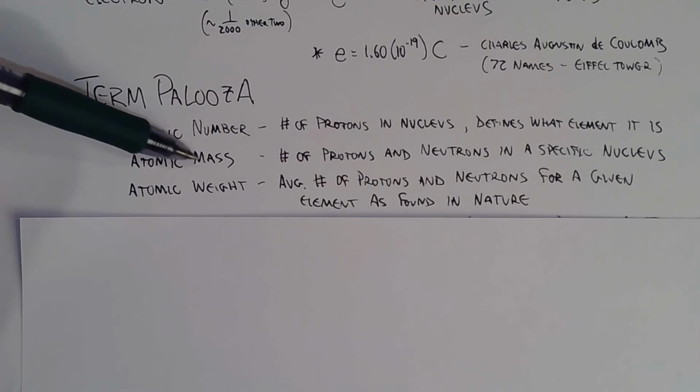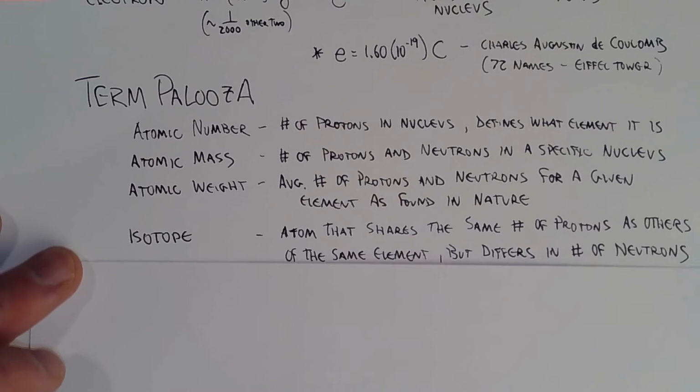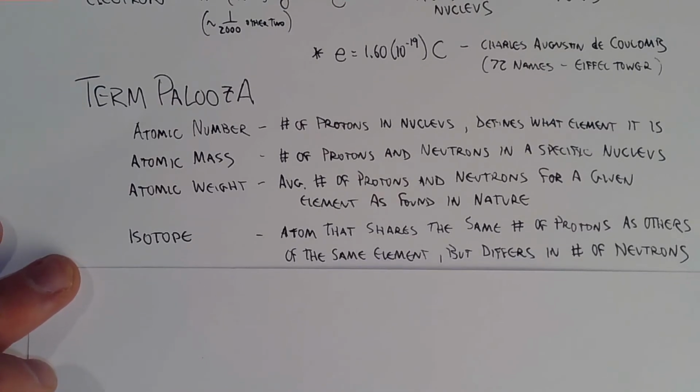That's the difference between mass and weight. Mass is specific for a given nucleus. Weight is the average for all the elements. Now that does tie in closely to the next term, which is an isotope. This is an easy one to get mixed up on as well.